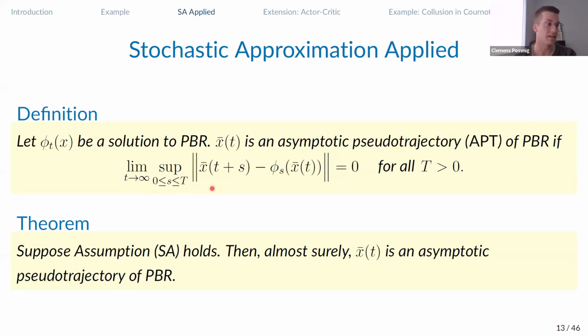pseudo trajectory property if we can prove it holds for our empirical frequencies, because it really means not only are we talking about the limit point of x bar of our algorithm, we're actually talking about, as t goes large, our x bar is supposed to shadow very closely solution curves of the ODE. And the result is truly that under our assumptions, almost surely x bar t will be an asymptotic pseudo trajectory to the ODE. So almost surely, you will be shadowing solution curves of the ODE very closely with your stochastic difference equation.